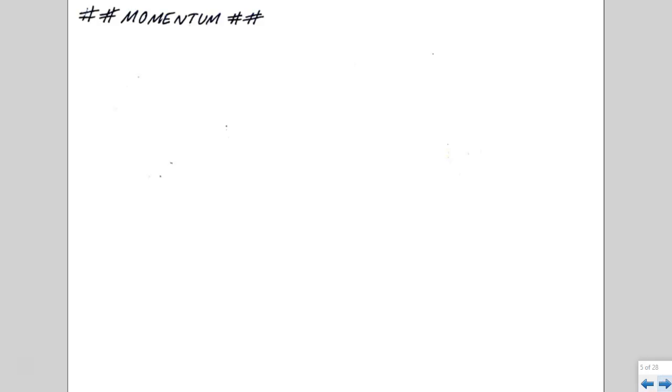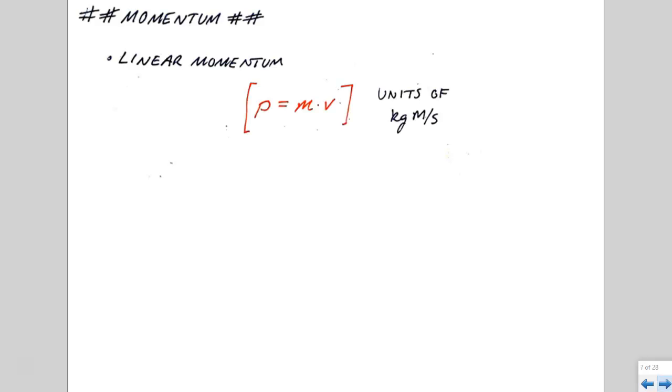There are two types of momentum, linear and rotational, but for now we'll just focus on linear momentum. Linear momentum is equal to the system's mass multiplied by its velocity.